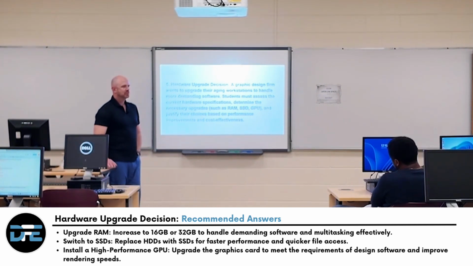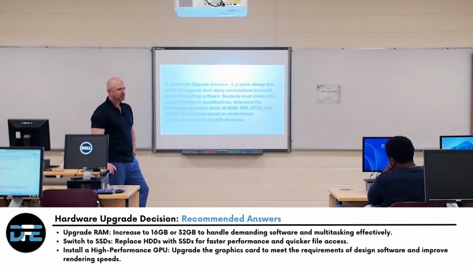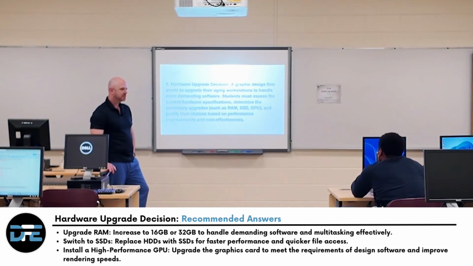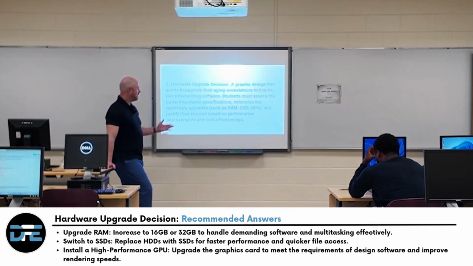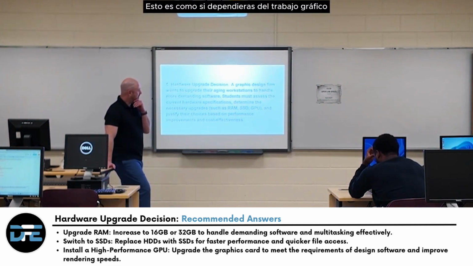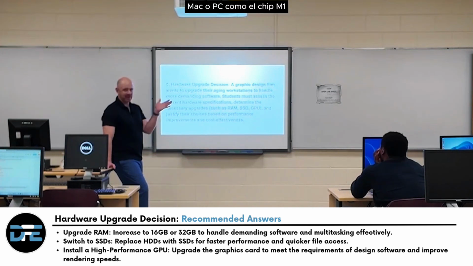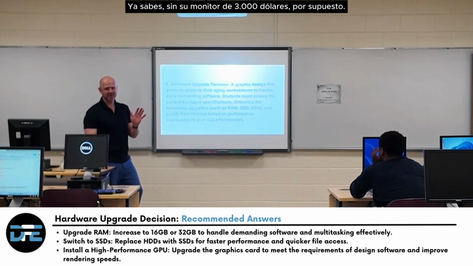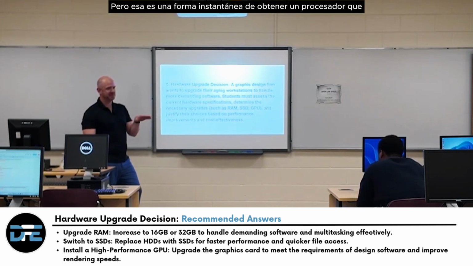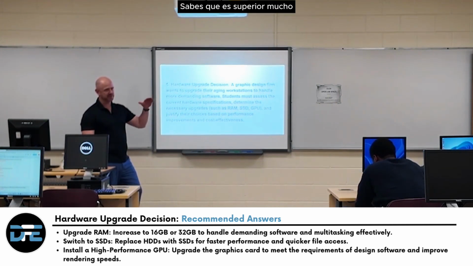Again, the CPU, and the functionality as that becomes supported, you can build it, especially if you're building it from the bottom up. And I would add to this, if you're depending on graphic work, Mac or PC, like the M1 chip, without their $3,000 monitor, of course. But that's an instant way to get a processor that is top of the line.